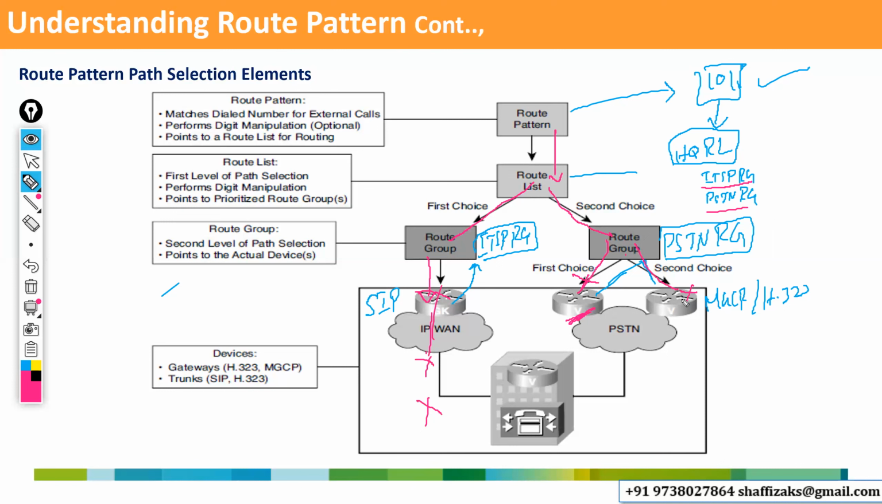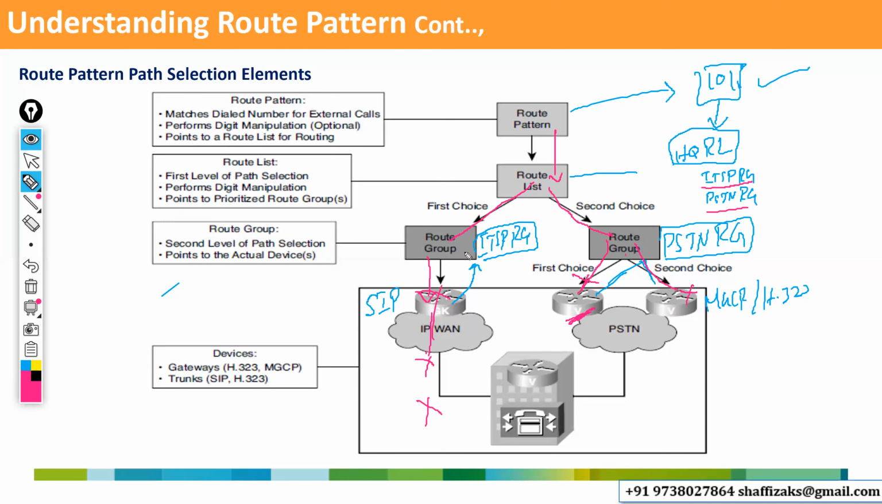Route pattern we use to make external calls. From the CUCM, if the call wants to go outside, we require a route pattern. And we have a hierarchy: route pattern, route list, route group, and gateway. This hierarchy we follow for redundancy. Suppose you have multiple gateways, multiple providers to reach with a single number. When the call comes to the route list, whether the call has to go here or here.